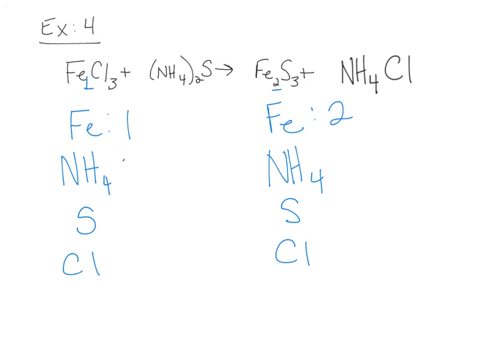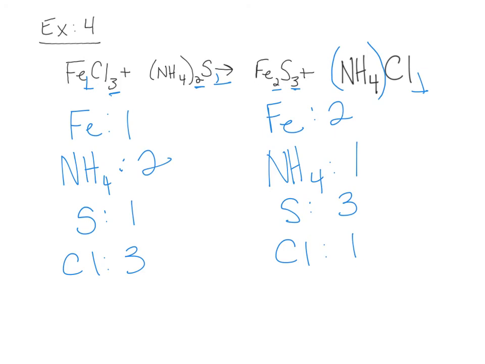In terms of the ammonium, on the left-hand side, there's 2 of those. Outside of the brackets tells us that there are 2. And then on the product side, there are no brackets, so we just say that there is 1 ammonium on that side. Sulfur on the reactant side doesn't have a subscript, so we assume it to be 1. And sulfur on the product side, there's a 3. And then chlorine on the reactant side, there's a 3. And chlorine on the product side doesn't have a subscript, so we say it to be 1.